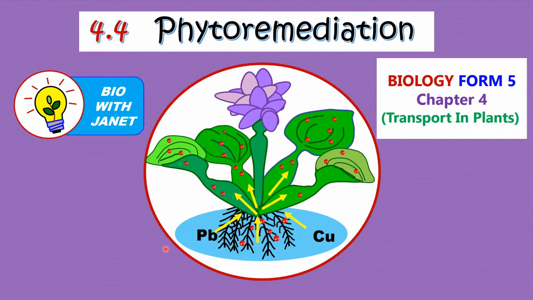We'll be studying Biology Form 5, Chapter 4 in this video, and the subtopic is 4.4, Phytoremediation. So humans use plants as a source of food, medicine, and also as construction materials. Plants also provide us with oxygen and also with clothing materials.